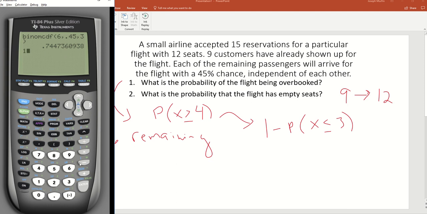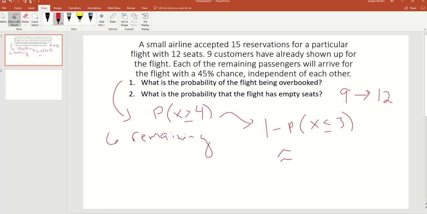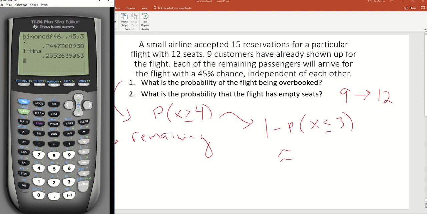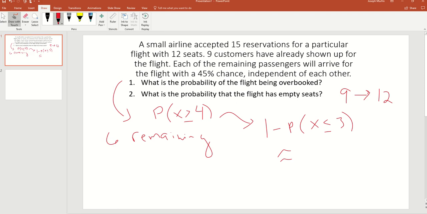So if I want to find the probability that we will overbook, it's just going to be the complement of that. So it should be approximately 0.255. That should be the probability that I do overbook. So again, we can't actually do this probability in the calculator, but we can do the complement of it, which is this part right here, doing our binomial cumulative distribution.